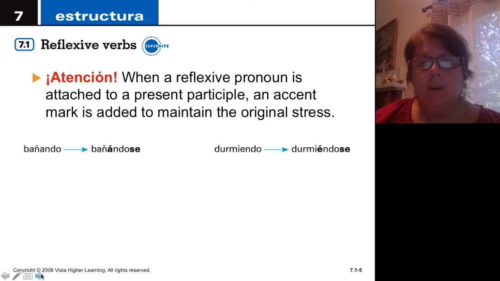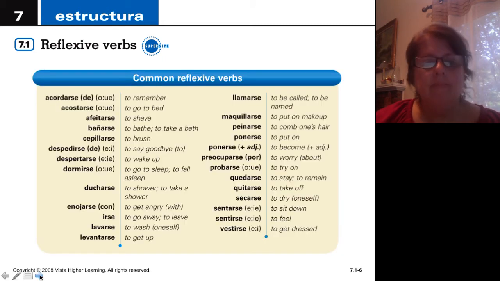Atención, when a reflexive pronoun is attached to a present participle, an accent mark is added to maintain the original stress. So, bañando becomes bañándose. Durmiendo becomes durmiéndose. It sounds the same when you add that.